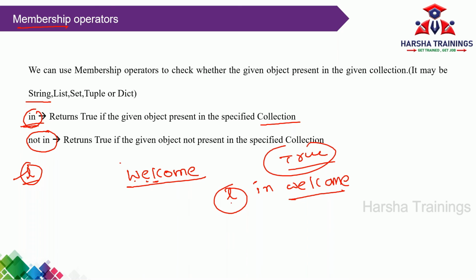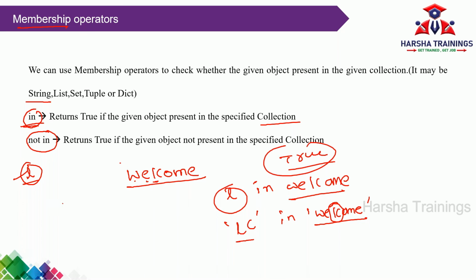Not only L, not only a single character, we can check like this: "LC" in welcome. We write it in quotations, since it is a string. Is LC present or not? If it is present, it returns true. That is the membership operator: check whether a particular substring is present in the main string.